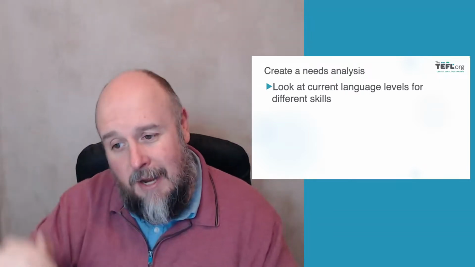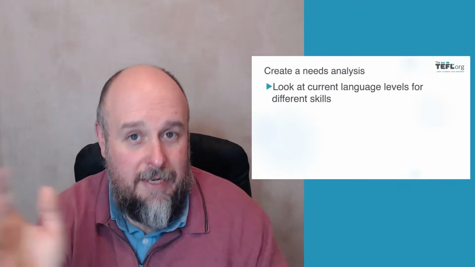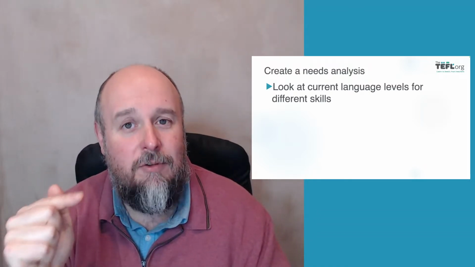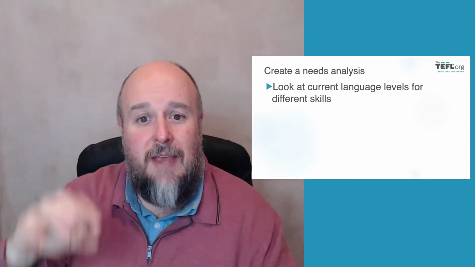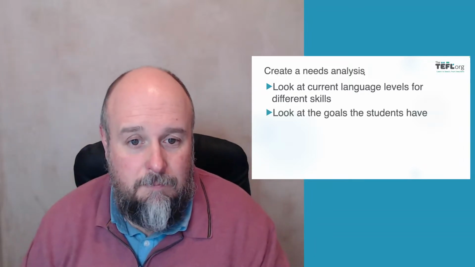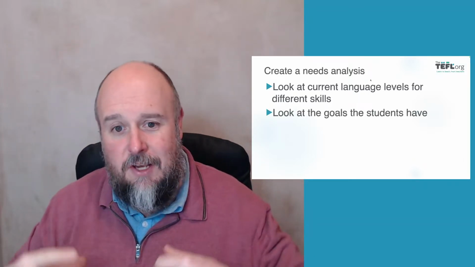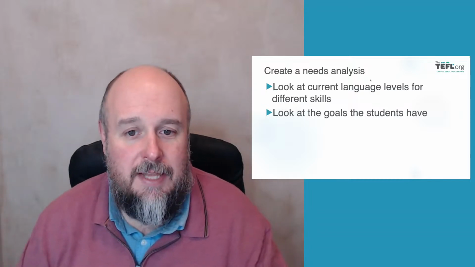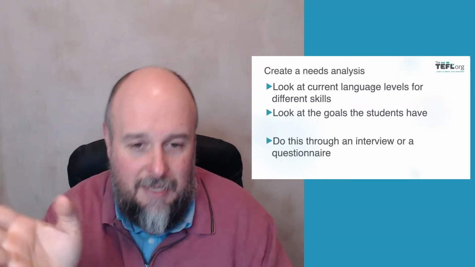Is their speaking good? Is their writing bad? Listening, same, listening and reading. Okay. But within that, you've got to work out whether they have the language level to get those needs. Because the thing they want, their need might be really high, might be really difficult, and their language levels might be quite low. Okay. So you have to sort of look at their language level compared to what they need. Look at the goals the students have. So look at the student, look at their goal, and decide what you need to improve to get up to that goal.